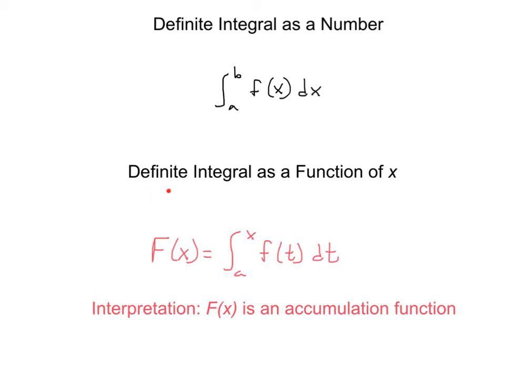What we can also do is use the definite integral as a function of x, where I let capital F(x) equal the integral from a to x of f(t) dt. That means I can plug in different values of x and have a function that I'm working with. Different values of x give me a different definite integral. So F(x) in this case is what's called an accumulation function. Think of it as accumulating area. By changing the x, I change the amount of area that I'm including in that calculation.